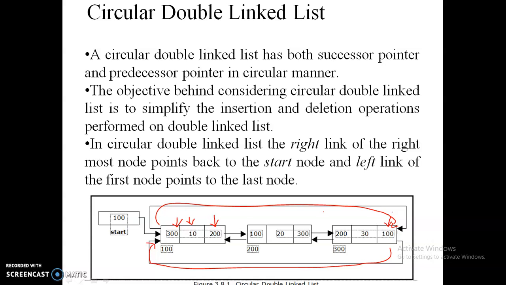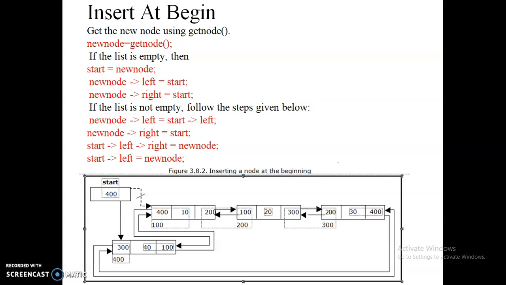Now we'll move on to how to perform the different operations with the circular double linked list. This is inserting at the beginning. The code is similar. Initially we create one new node with the getnode function, and then we check whether the list is empty or not. If it is empty, then assign the new node as the start node, and the new node's left as the start and the new node's right as the start. Why? Because the node has two pointers.